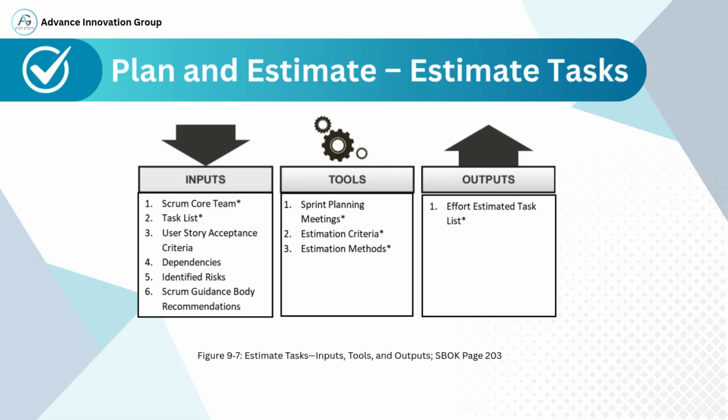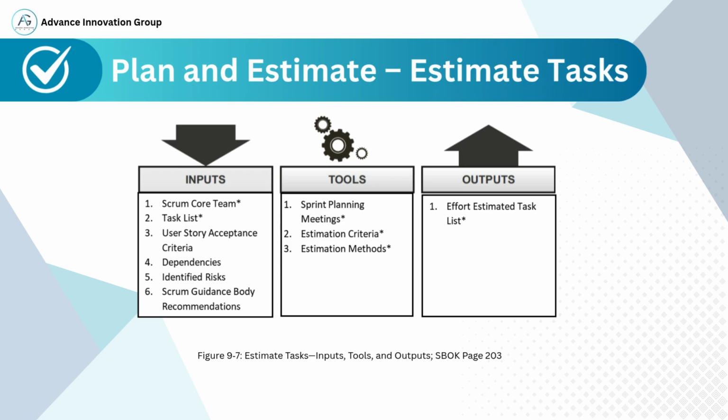Lastly, Scrum guidance body recommendations may guide best practices in effort estimation. The tools used in this step are sprint planning meetings, where the team collaborates to estimate each task. Estimation criteria, which define what elements, such as complexity, effort, or risk, must be considered. Estimation methods, such as planning poker, t-shirt sizing, or expert judgment, help the team assign effort values.